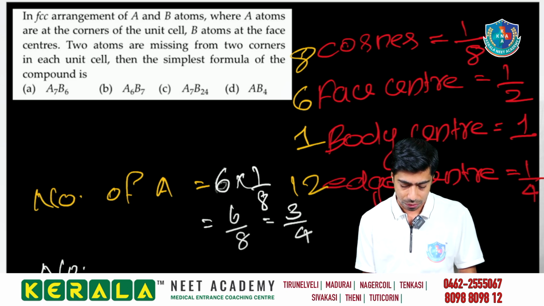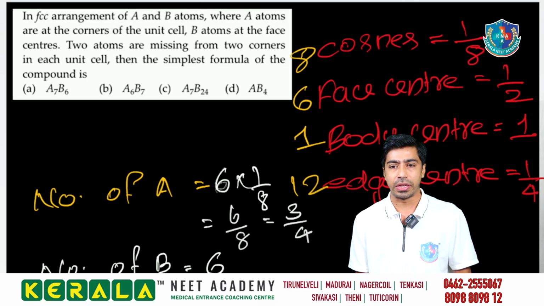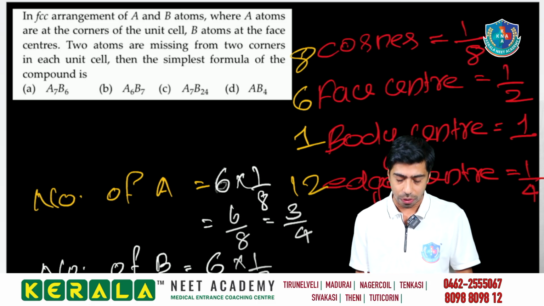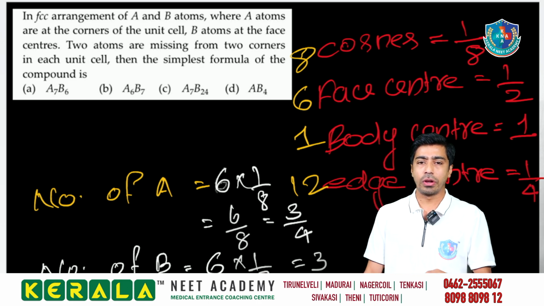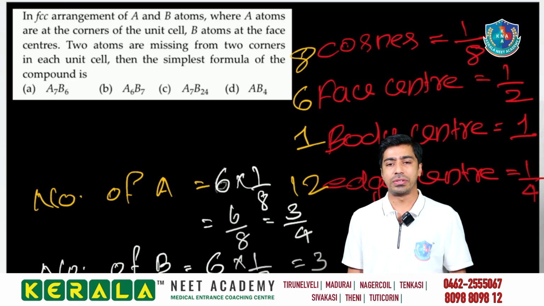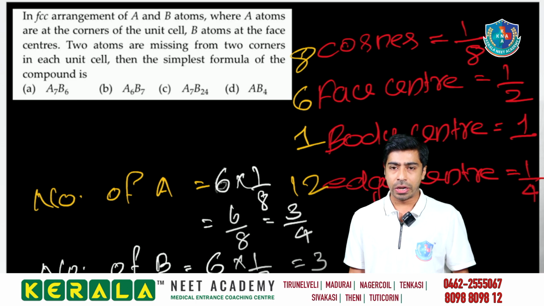Okay, so the number of B atoms will be, you'll be having a total of 6 phases, and 1 by 2 will be the contribution. So that's equal to 3. Now we got the number of A atoms equal to 3 by 4 and the number of B atoms equal to 3. Now we need to calculate the formula.